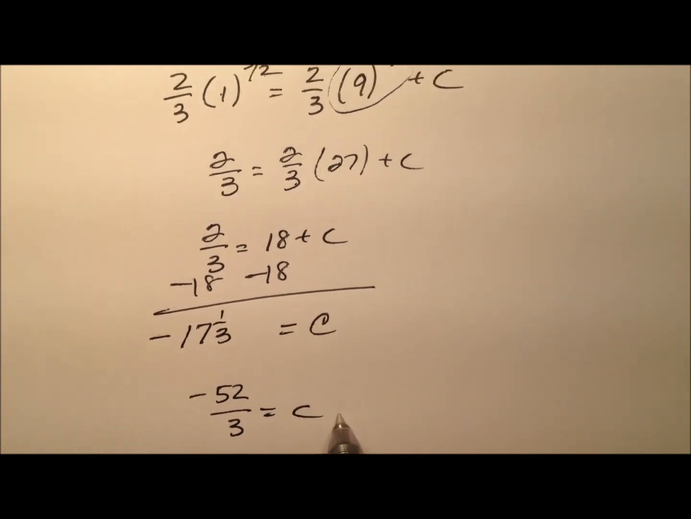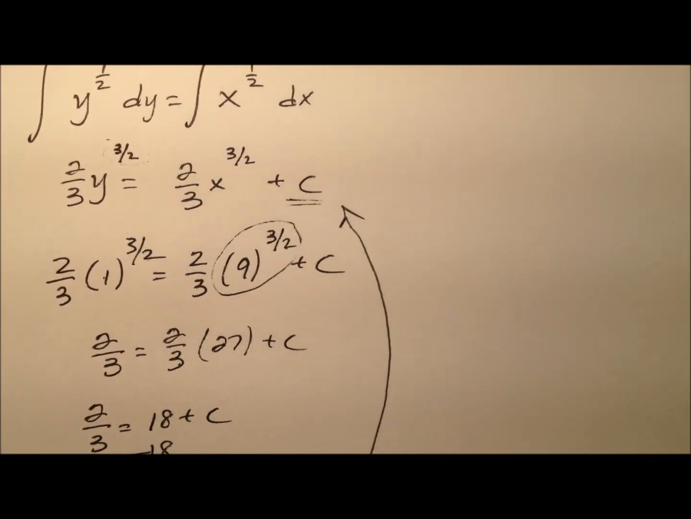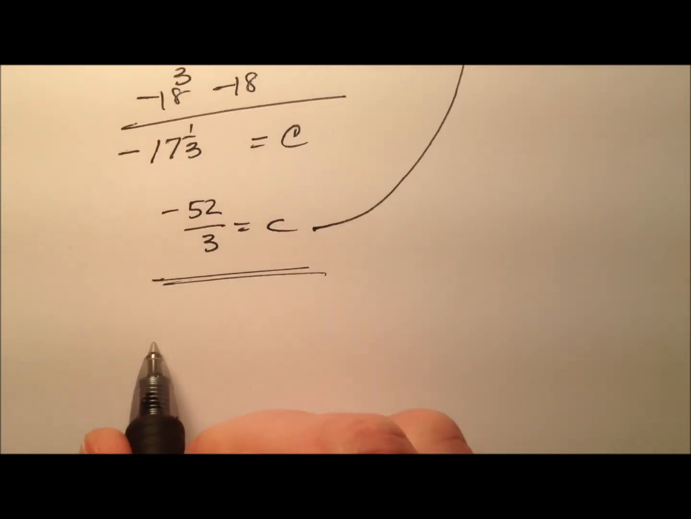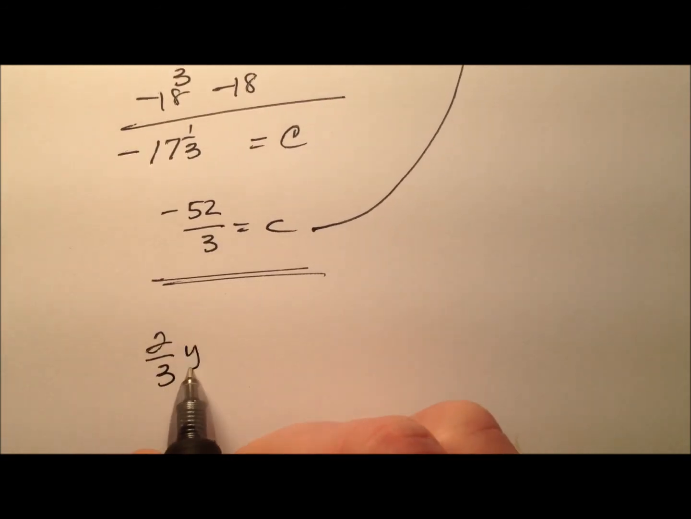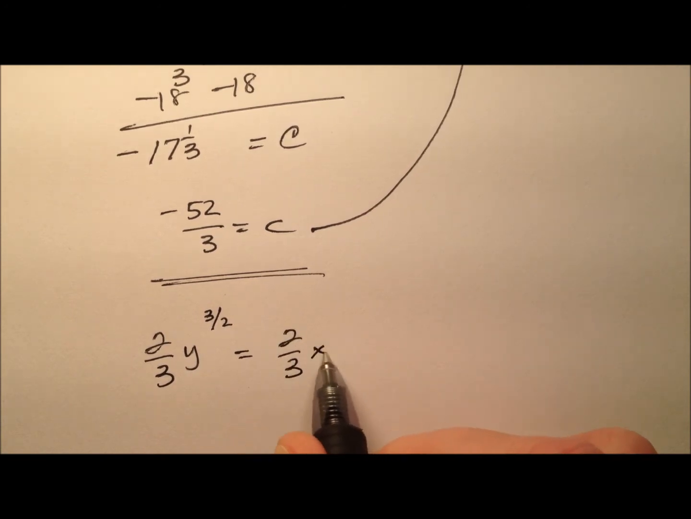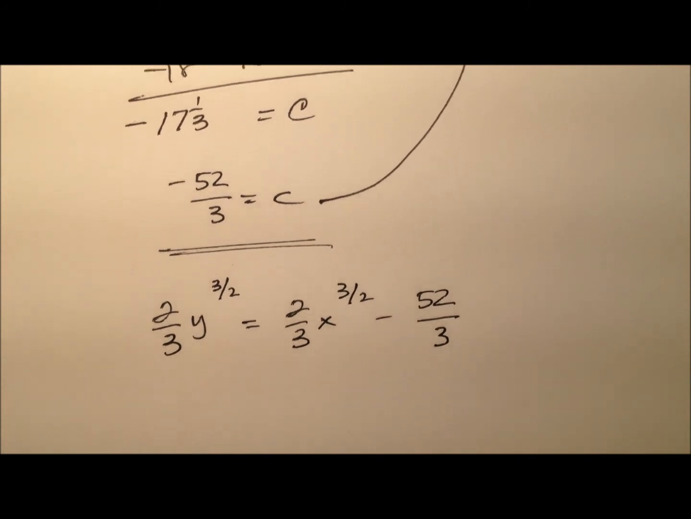So we can put all of this together now. We can kind of transition right back up to here. And we have, I'll go ahead and rewrite that and put the plus c. So 2/3 of y to the 3/2 equals 2/3 times x to the 3/2 minus 52/3.